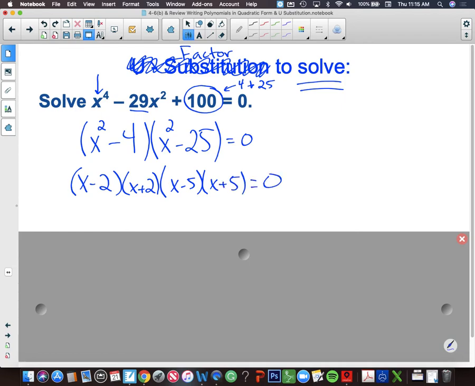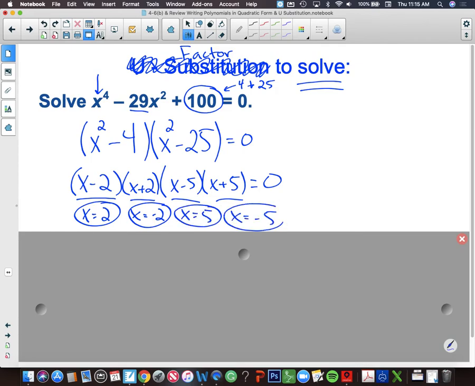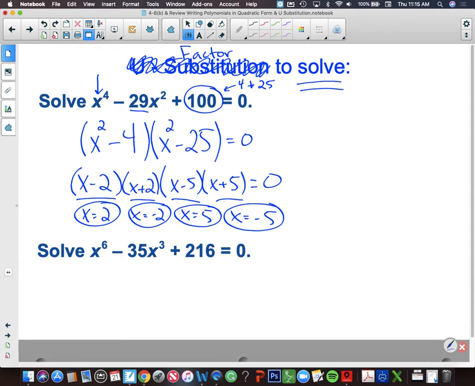And then since we're solving, we have to get answers for each one of these. So remember our zero product property, where you take each one of these and set them equal to 0. If you do that, you're going to get x equals 2, x equals negative 2, x equals 5, x equals negative 5. It's pretty much think opposite whatever is in the parentheses. Okay? So let's try this one. We'll try this one together, then I'll give you guys a couple more to try.